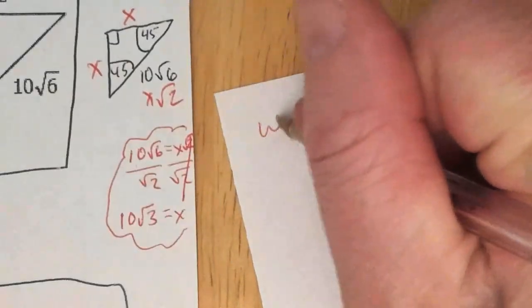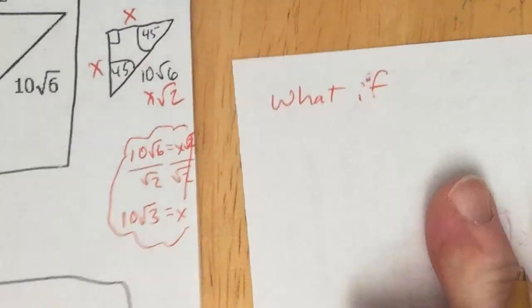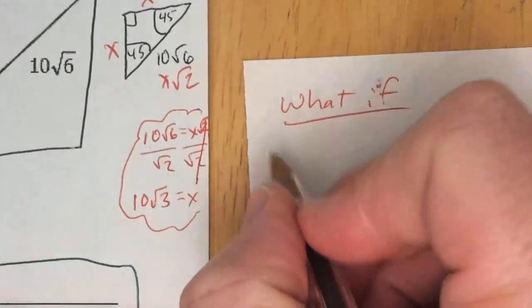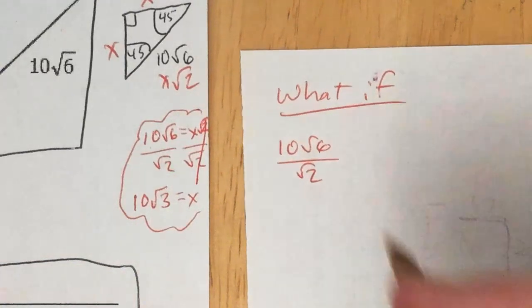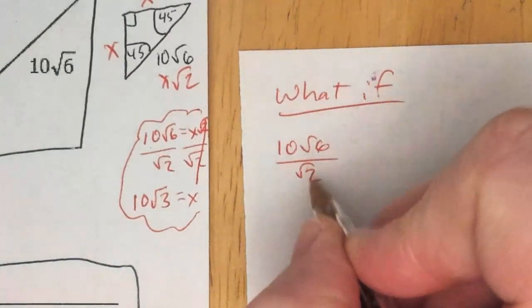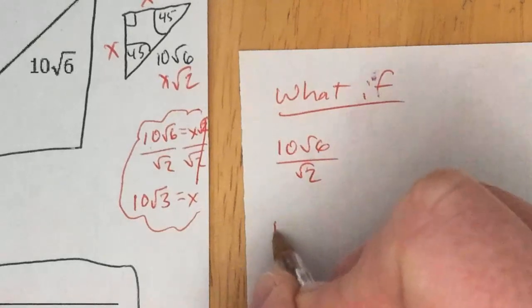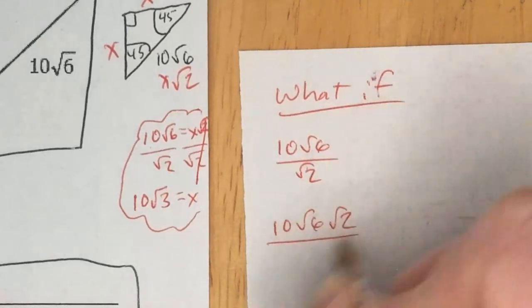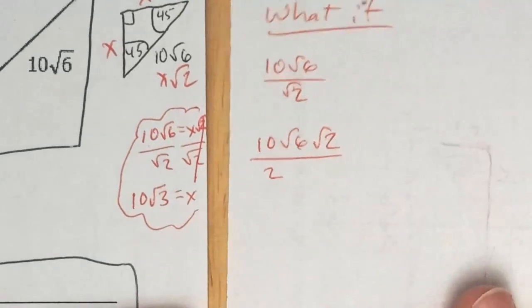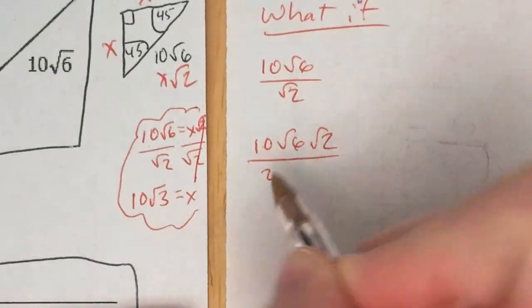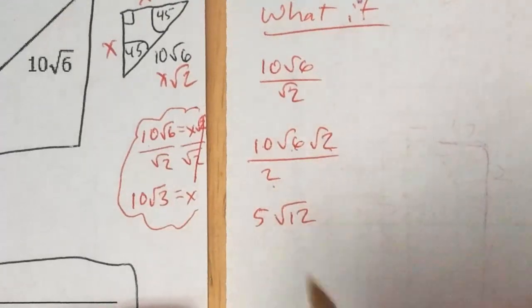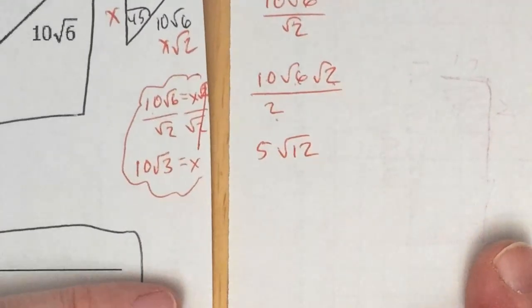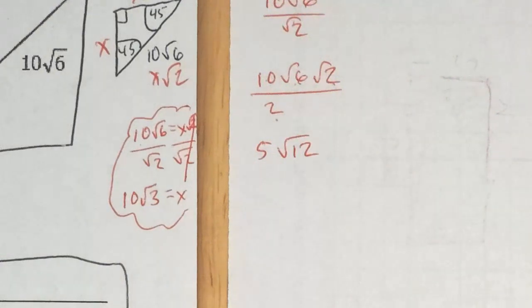All right, so what if you did this a different way? What if you did this? So we had 10 radical 6 over radical 2. So this is a what if situation. What if you copy, paste, erase? So if you move the radical to the top, so 10 radical 6, radical 2, and you left the number behind, would you still get the same answer? Let's see. 10 divided by 2 is 5. And 6 times 2, that's radical 12. That doesn't look the same. Well, then what square roots can you take out of there?